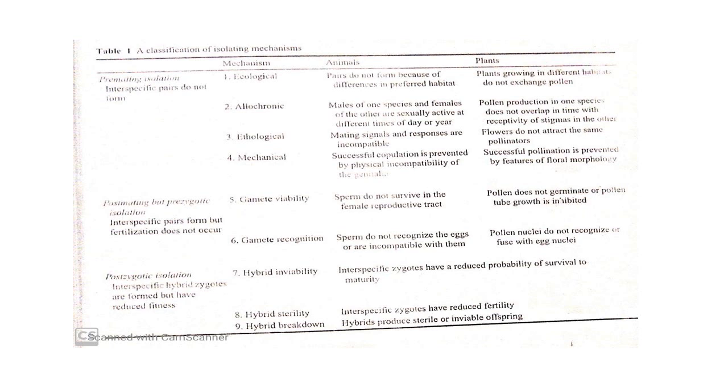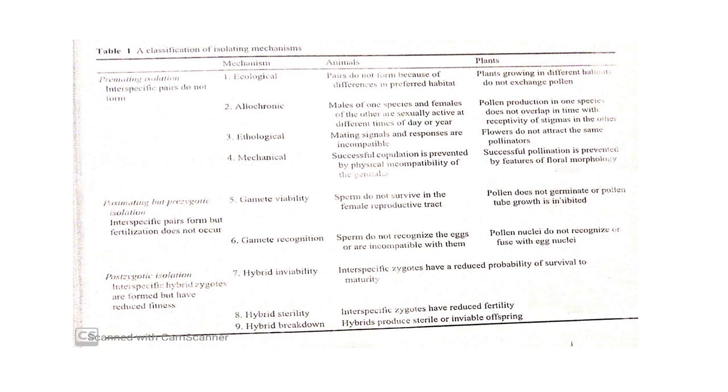Number 3, ethological. Mating signals and responses are incompatible. A male or a female does not respond to the mating signals, due to which they become incompatible with each other. That is an ethological reason of isolation. Flowers do not attract the same pollinators.